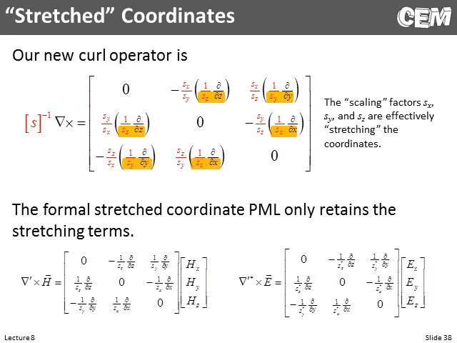What's typically done in a stretch coordinate PML is that we retain the stretching terms, but we drop these. So this now is our new tensor for the curl operation with the stretching terms in there. A little subtlety here is we have different stretching terms for the curl of E versus the curl of H. We have a complex conjugate. So that is a stretch coordinate PML, and that is the end of this lecture.